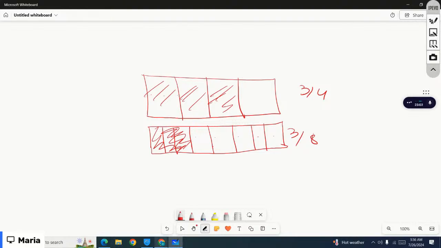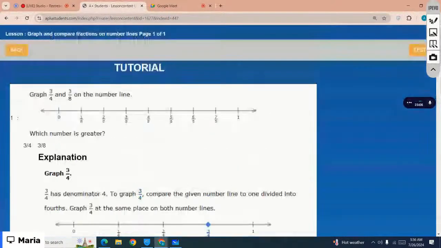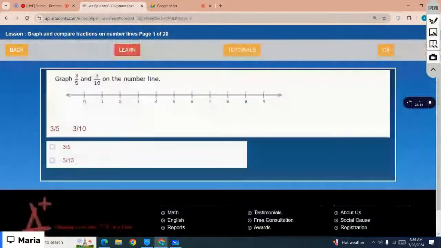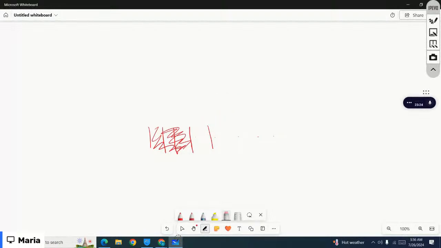Okay, for the next example, we'll make the number line with the test questions. Graph 3 by 5 and 3 by 10 on the number line. Let's just graph them, right? 3 by 5 and 3 by 10. Okay, here is the number line.